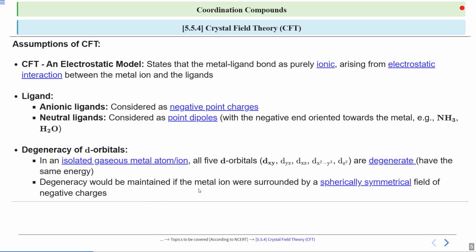Degeneracy would be maintained if the metal ion were surrounded by a spherically symmetrical field of negative charges. So the degeneracy of the d orbitals is maintained if our metal ion in the complex is surrounded by a spherically symmetrical field of the negative charges of the ligands, or the electrons.